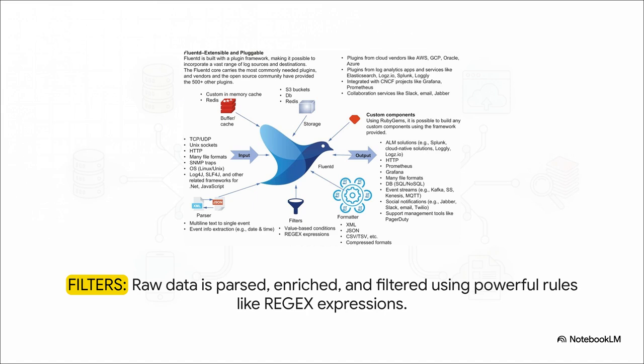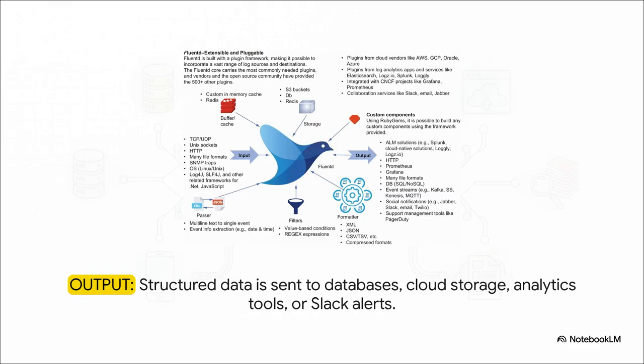Right, so once that data is inside, it hits the filters. And this is where the real magic happens. That raw, messy, unstructured data gets parsed and given a proper structure. It can be cleaned up, enriched with extra information, and sorted using really powerful pattern matching rules to pull out only what's important. And finally, after all that processing, the clean, structured data is routed out.